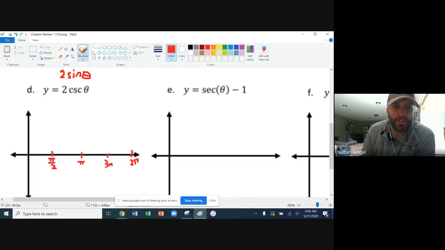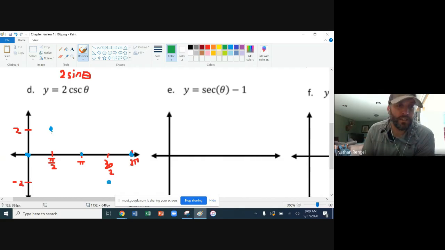Don't have any shift up or down, we just have an amplitude of 2. So I'll put 2 right there, and negative 2 down there. And there we go. And sine is going to start at 0. So we'll graph that. We're going to go up to the highest point, back to 0, lowest point, and then back to 0. So there's one sine curve.